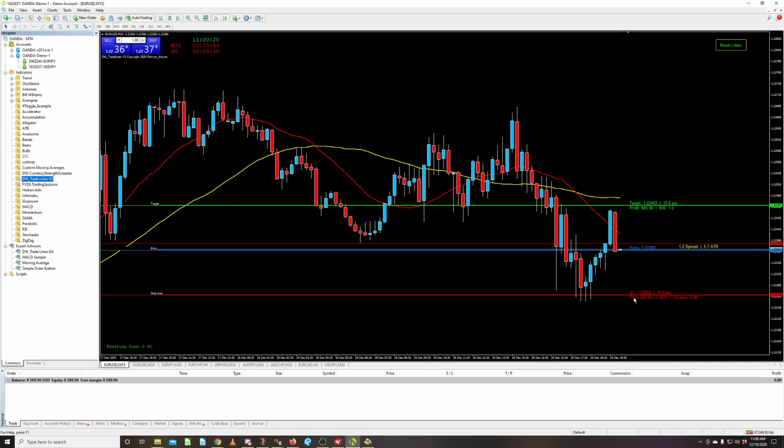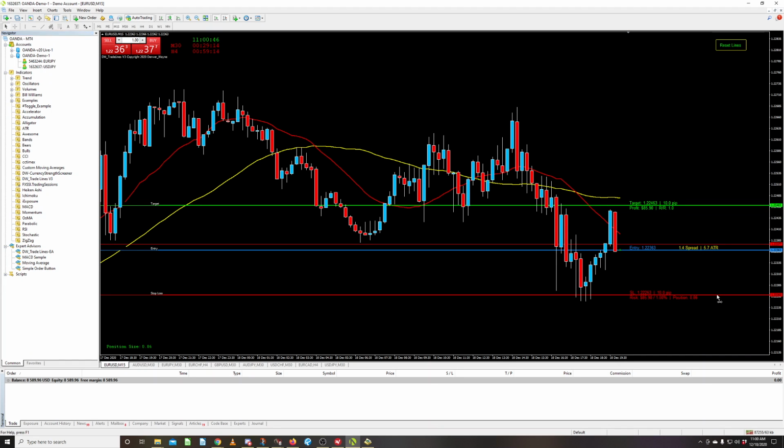The stop loss line shows you the price level of the line. It shows you how many pips away from entry it is. It tells you what your risk in dollars is based on the 1% you put in. And it tells you your position size based on how far you are away from the entry.